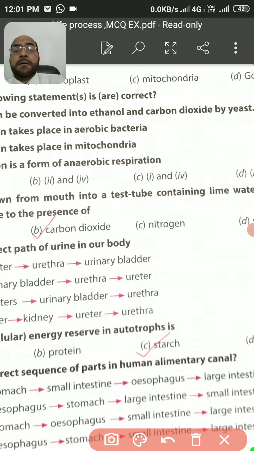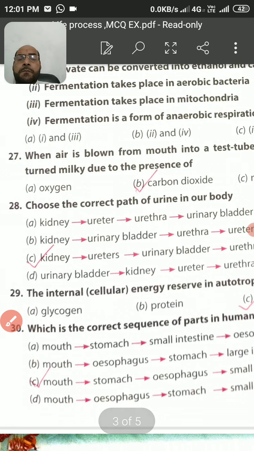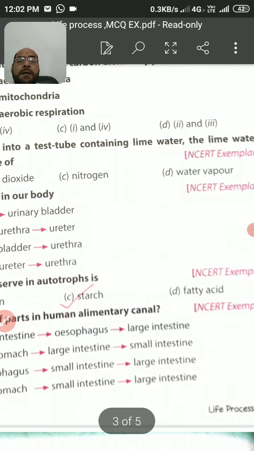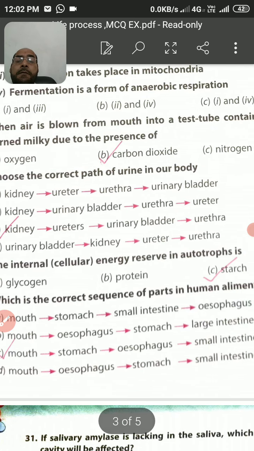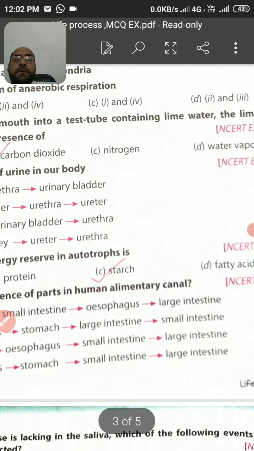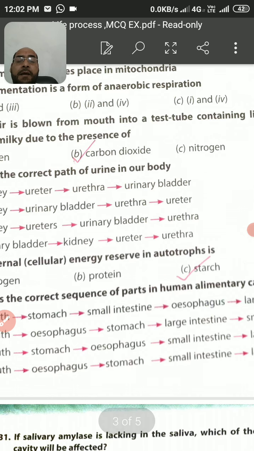Now, dear student, come to the next, that is question number 27. When air is blown from the mouth into a test tube containing lime water, the lime water turned milky due to the presence of oxygen, carbon dioxide, nitrogen, or water vapor. So that is due to the carbon dioxide. My dear student, there is an activity. So the answer is carbon dioxide.